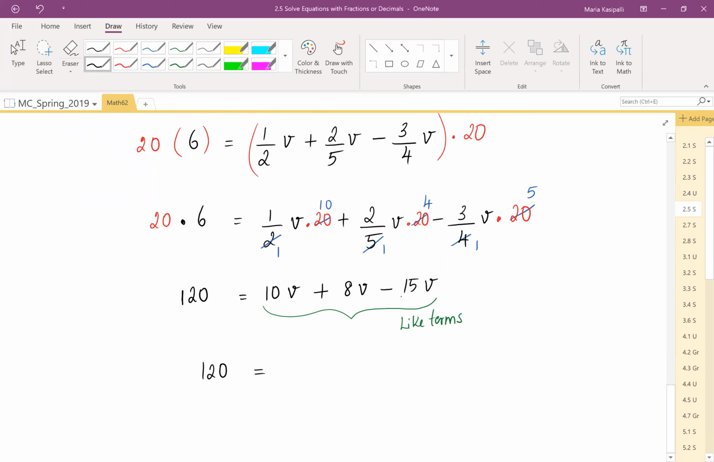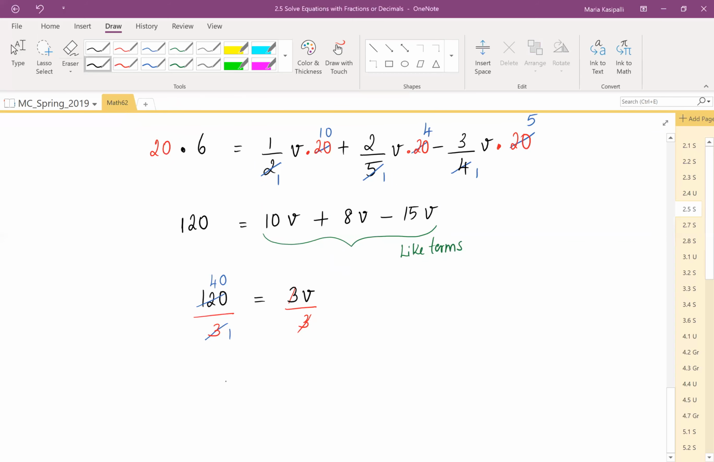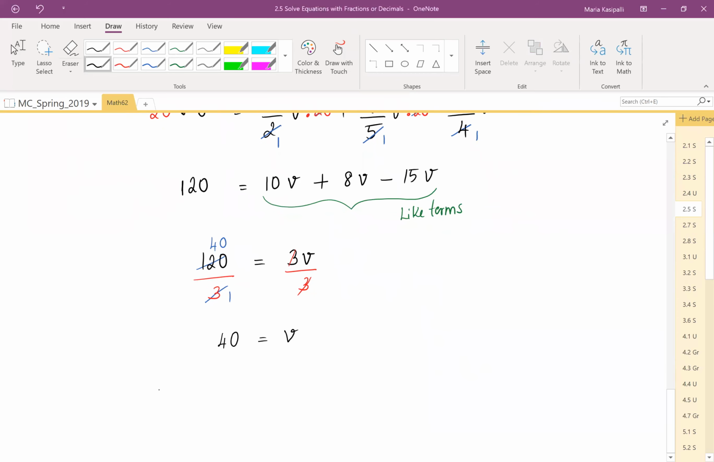Okay, 18 minus 15, 3v. We'll divide both sides by 3. Cancel off. And here also it cancels off. So 3 times 1 here, 3 times 4, and that's 0, 40. That leaves us with 40 equals v. See how quickly we got our answer? Again, please perform the check and confirm that that's your answer.